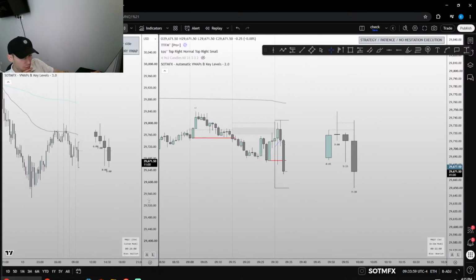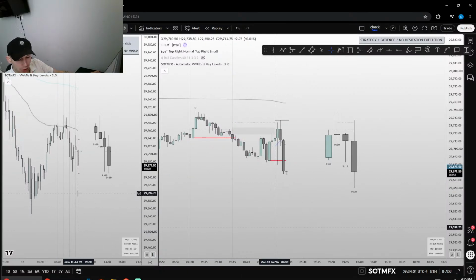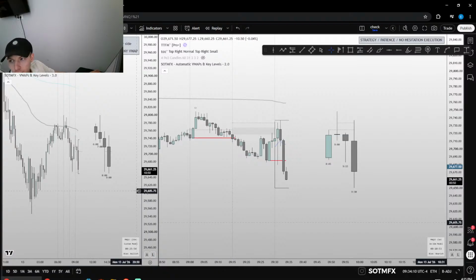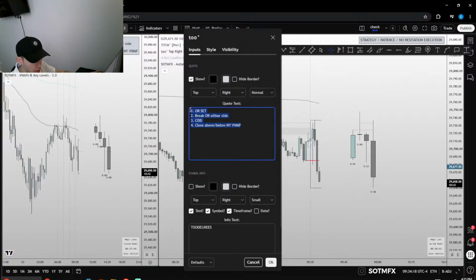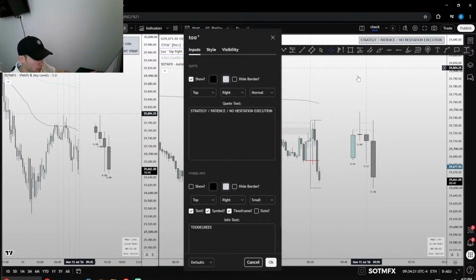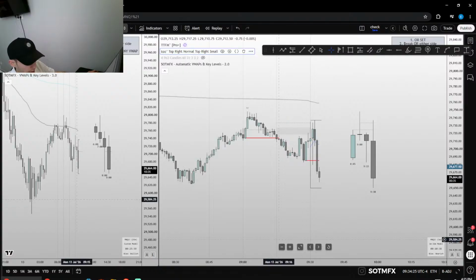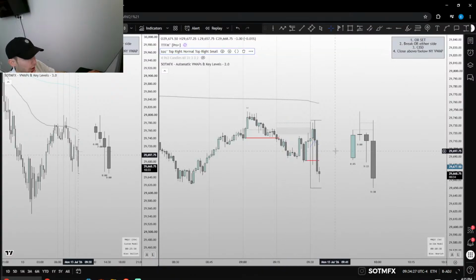Alright, so waiting for opening range. So waiting now for the opening range to set up, and then we'll wait for either side of the range to get broken.